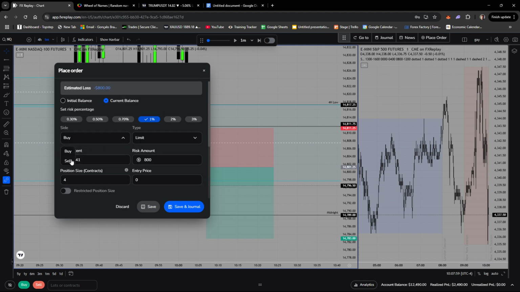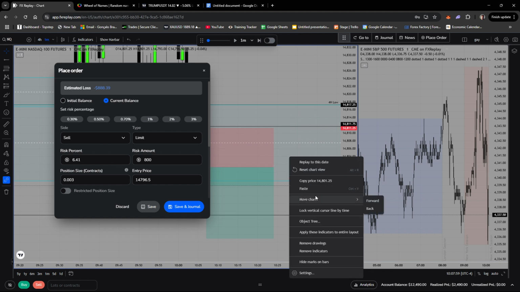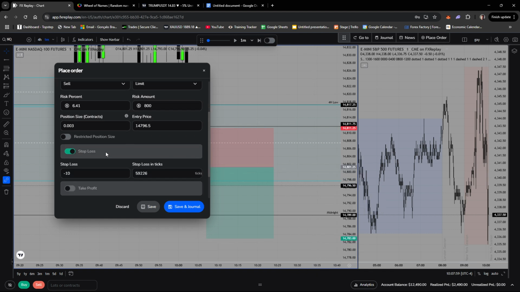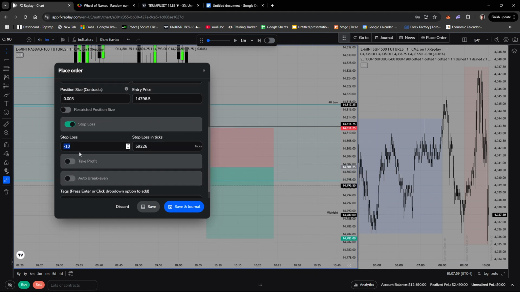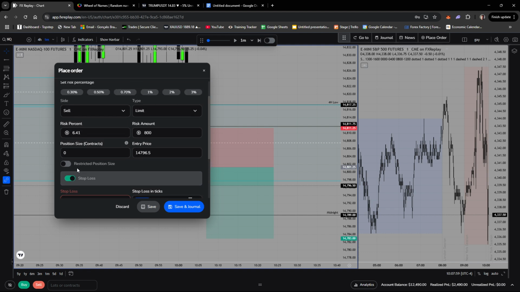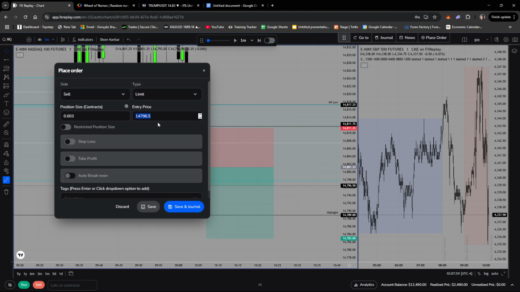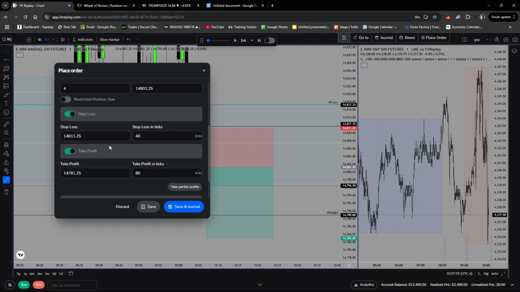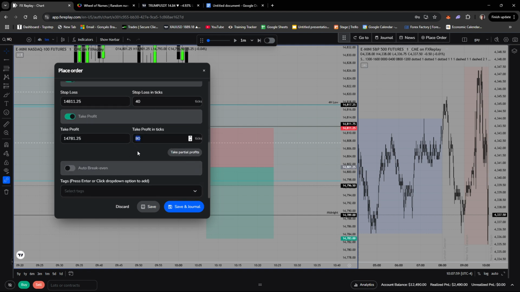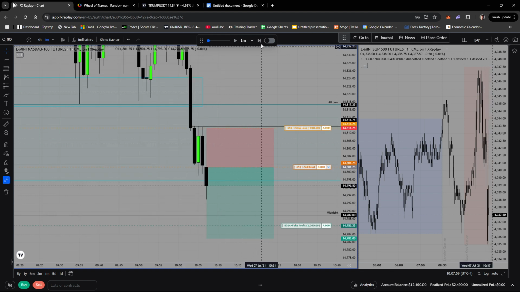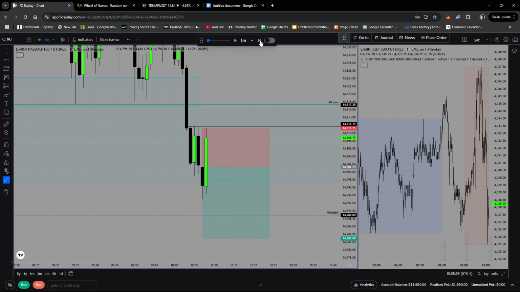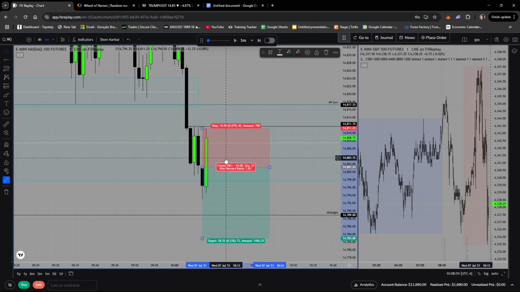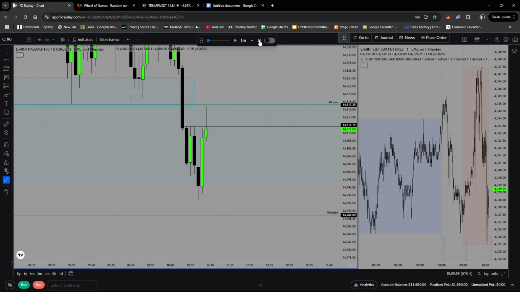We want a sell limit here. So copy price. Why is it? Oh, entry. There we go. Stop loss 40, take profit 60, auto break even 0.9. We still need to do that just in case it all happened in one candle. No, it was a loss. A little bit aggressive on that stop.